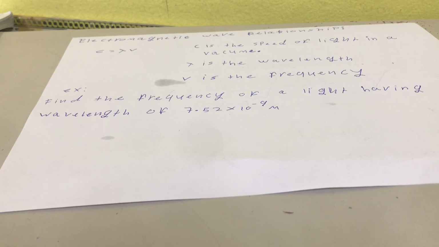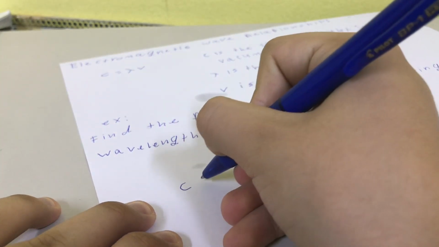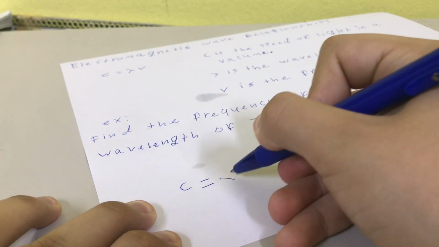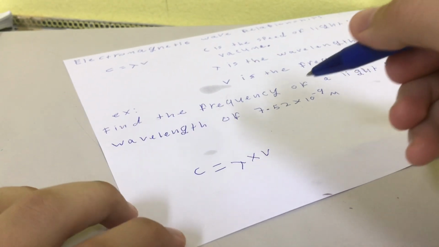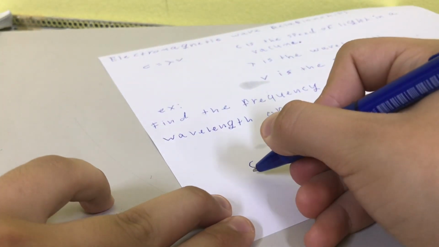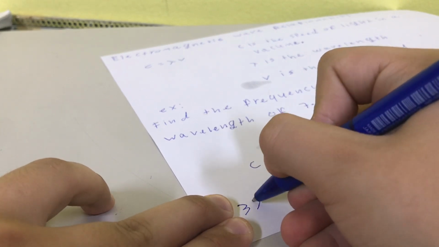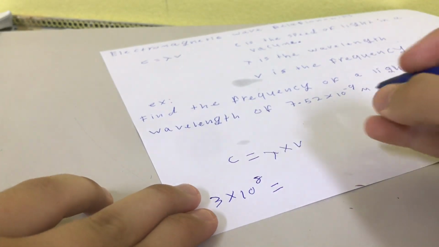So, example, find the frequency of a light having a wavelength of 7.52 multiplied by 10 raised to the negative 9 meters. So here we have a relation between frequency and wavelength. So we use the formula C equals lambda times frequency. Now the speed of light in vacuum, you need to memorize this number. C is 3 multiplied by 10 raised to the 8th power.